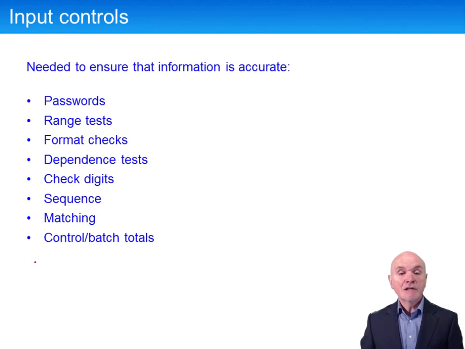And finally, control and batch totals. If you're putting in, let's say, 50 invoices, you add them all up. There's a control total that's put in first, and then when you enter all of the documents coming after that, it adds them up and makes sure it reconciles to the control total.